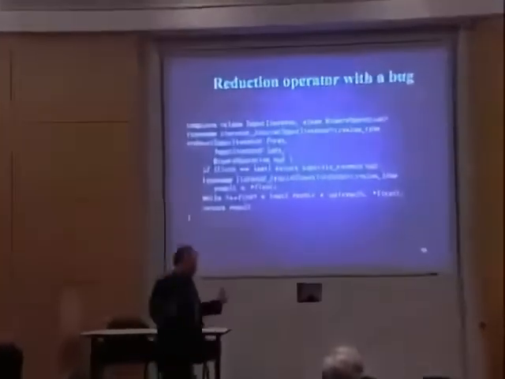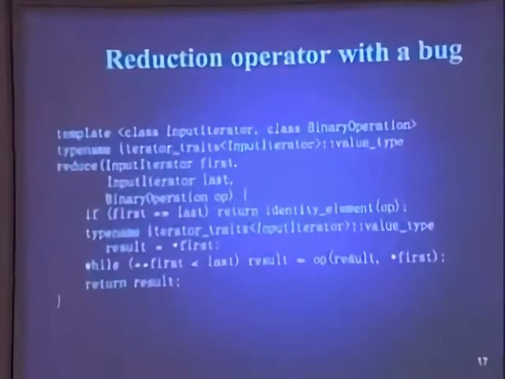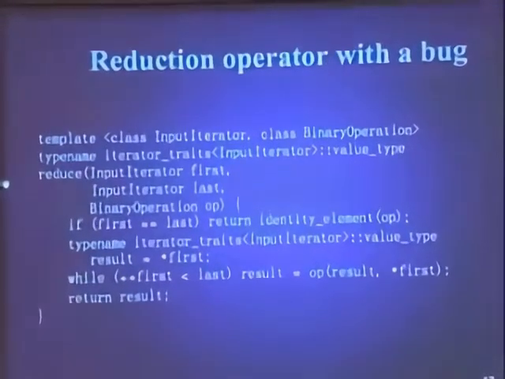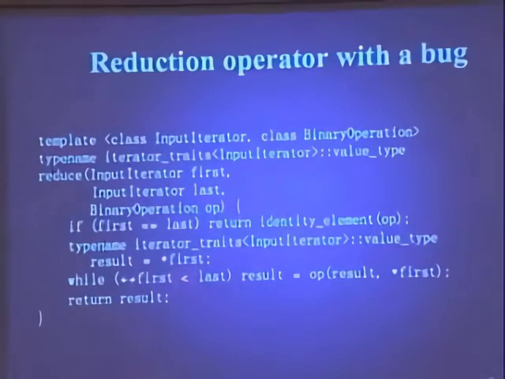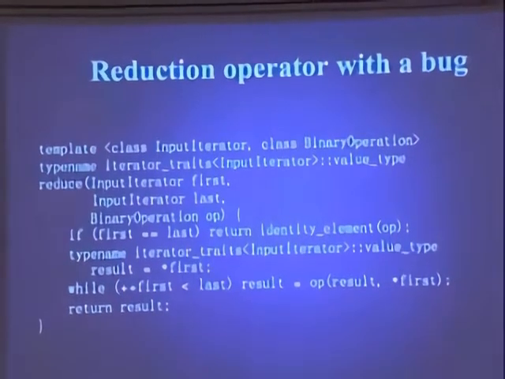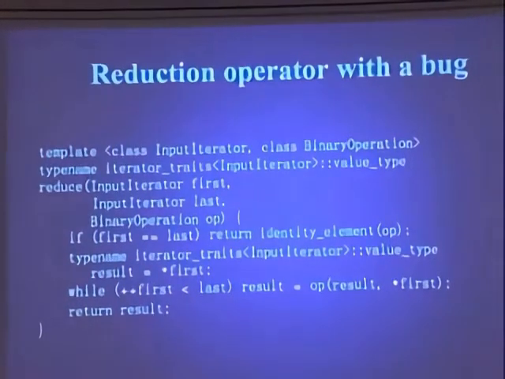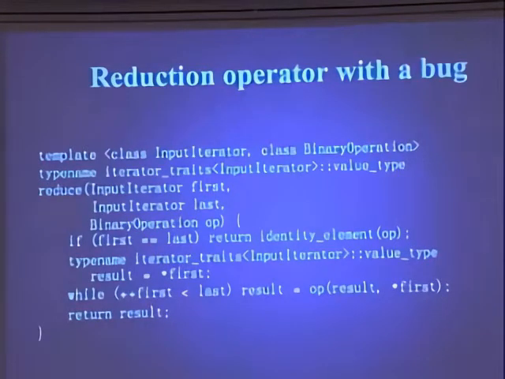This has a bug, and I'm not going to ask you to find a bug. I'll show you where the bug is. The bug is here. Do you see this operation, less than? It's not defined for input iterators. It's just not defined. I mean, you cannot look at two pointers, say, in a linked list, and figure out which one is greater. I don't know how to do it. Nobody does. It's not defined.